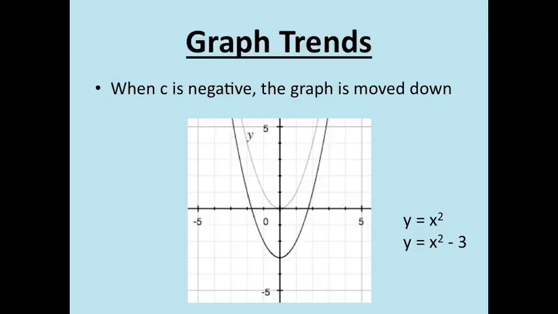When c is negative, it makes sense that the reverse should happen. So if c is negative, it shifts the graph down on our axis. So in our example here, we see x squared in gray again, and x squared minus 3 this time is 3 units lower on the graph than the x squared parabola.